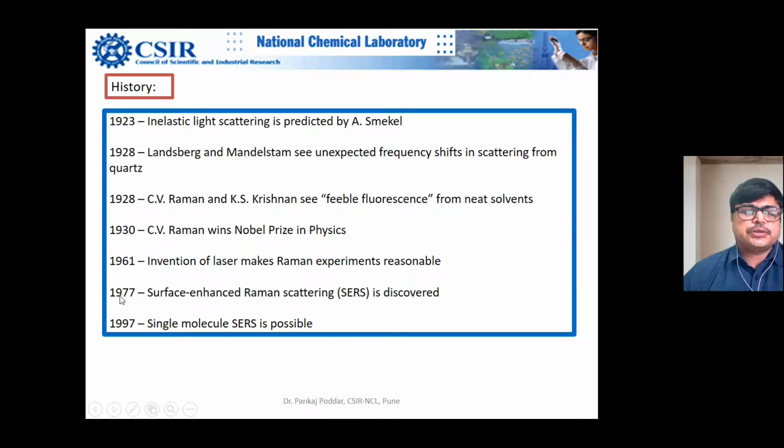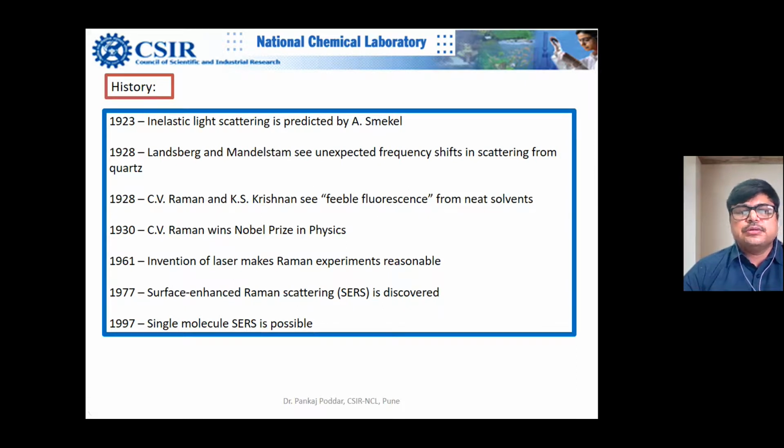So chemists made a lot of new discoveries using Raman instrumentation, and finally electrochemists from one UK university saw the surface enhanced Raman scattering effect in 1977. They were actually looking at some silver electrodes in an electrochemical cell, and then they found a huge, several orders of magnitude enhancement in the Raman signals. That was attributed to the rough metallic surfaces. I will speak about it. And then finally, in 1997, single molecule detection was also possible. So this is a brief history.